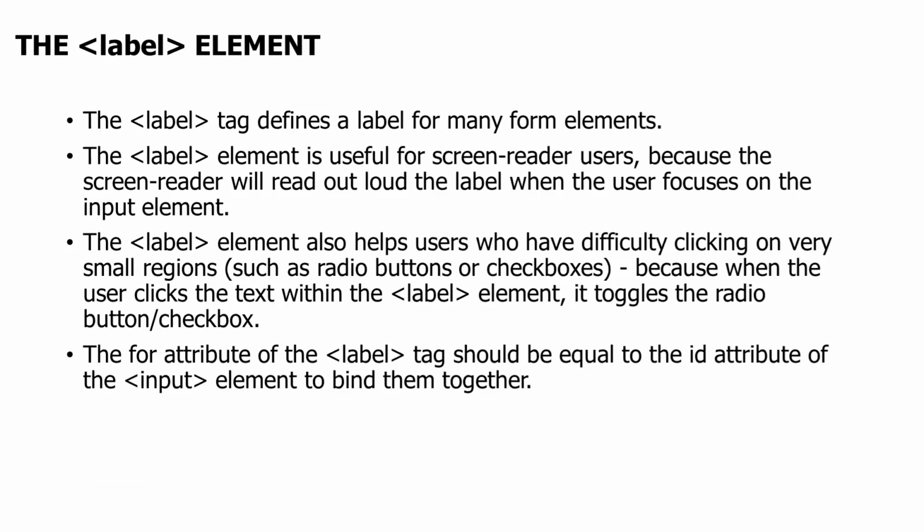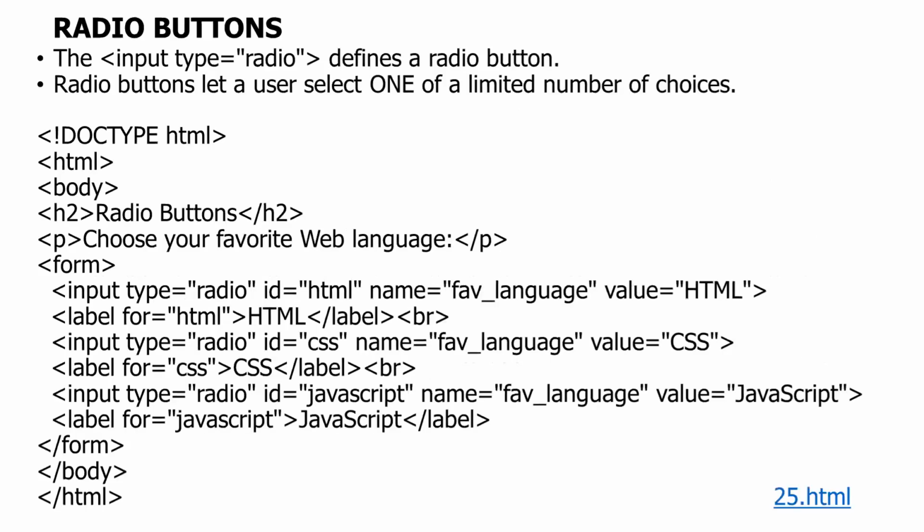The label element: the label tag defines a label for many form elements. The label element is useful for screen reader users because the screen reader will read out loud the label when the user focuses on the input element. The label element also helps users who have difficulty clicking on a very small region, because when the user clicks the text with the label element, it toggles the radio button or checkbox. The for attribute of the label tag should be equal to the ID attribute of the input element to bind them together.